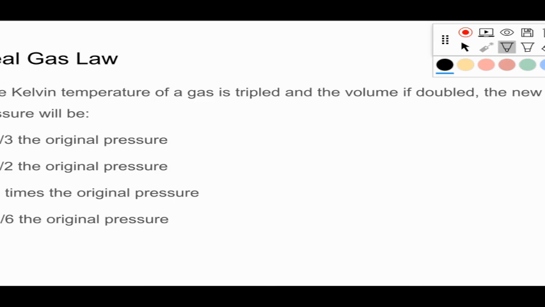So if the Kelvin temperature of a gas is tripled and the volume is doubled, the new pressure will be what? So this is saying that we need to figure out what the pressure is. So my equation is PV is equal to nRT. I have found that these questions are easiest if I rearrange my variables, not plug in any numbers, but just rearrange the variables to solve for what I need to. That's a math option you always have for any of these equations.